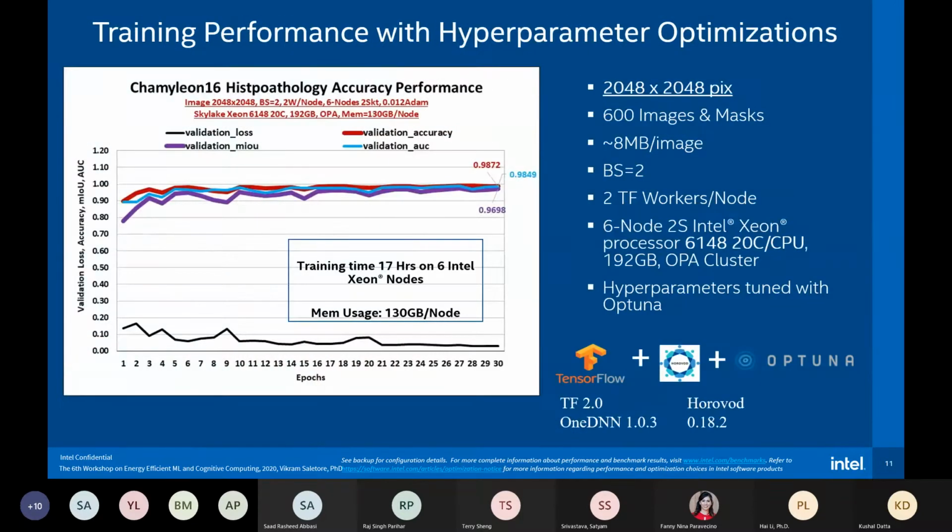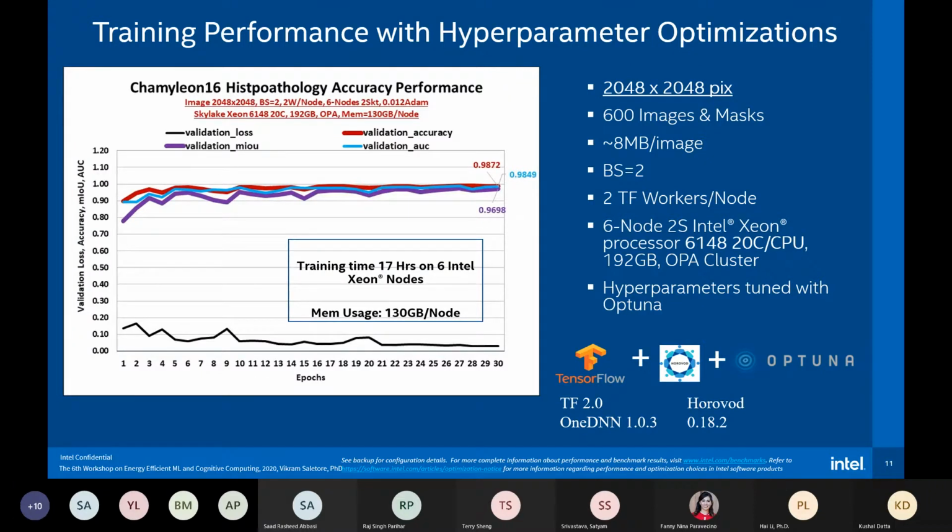For training performance, we also looked at the 2K by 2K pixels. We had about 600 images, and it's not on a large cluster, but on a 6-node cluster, it took about 17 hours to train all the way. And as you can see, the mIoU actually improved with larger images. So you can get accuracy higher with larger images.